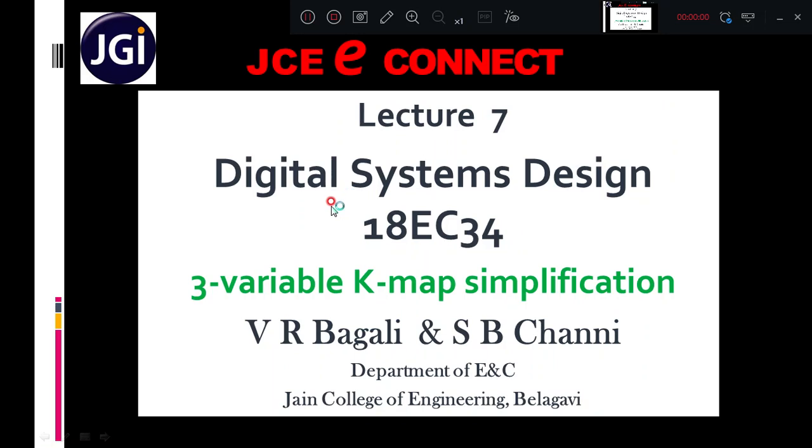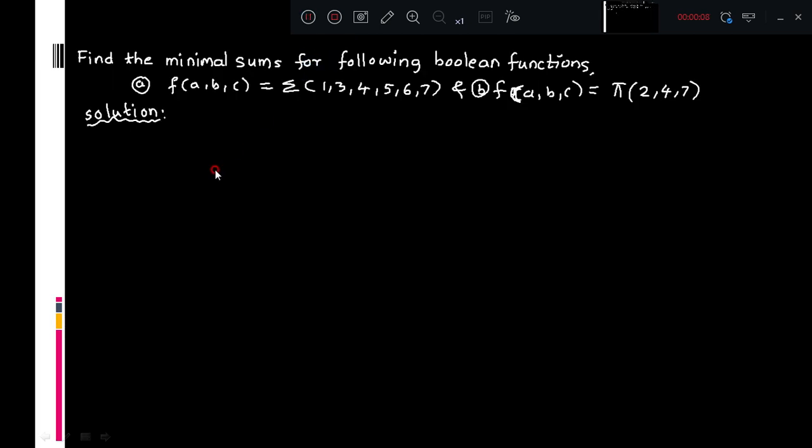Welcome to class, students. We'll continue our discussion with three variable K-map simplification. If you are asked to find the minimal sums for the following Boolean functions, f(a,b,c) = summation 1, 3, 4, 5, 6, 7, and one more function, f(a,b,c) = pi 2, 4, 7.